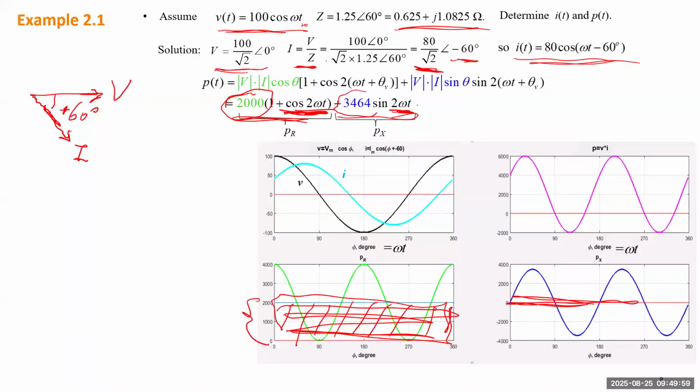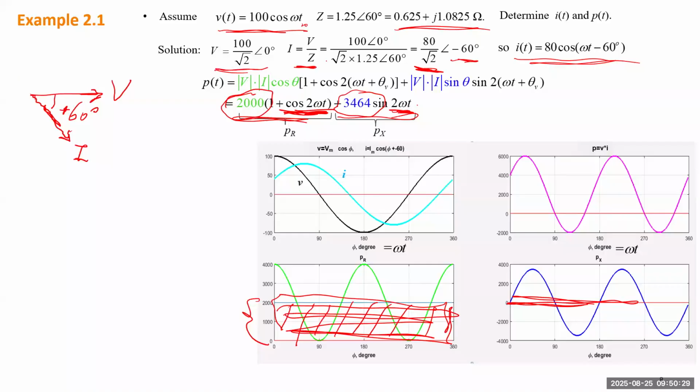And the other number, 3,464, is also important because it tells why this device is different from purely resistive load. Okay. So if this blue line is exactly 0, which means this is more likely just purely resistive load. And this green line will be also a straight line of 2000.